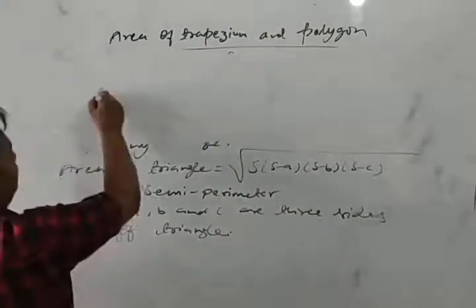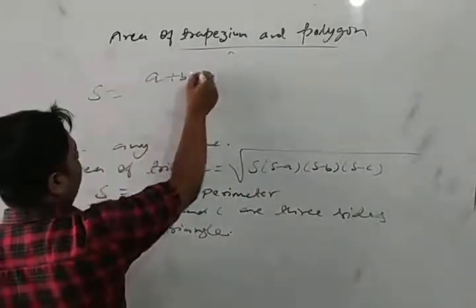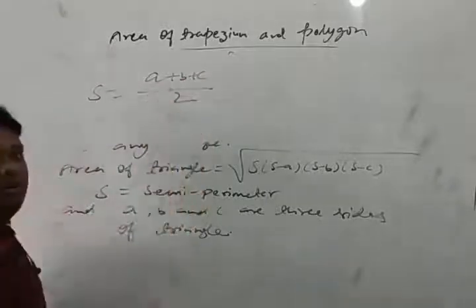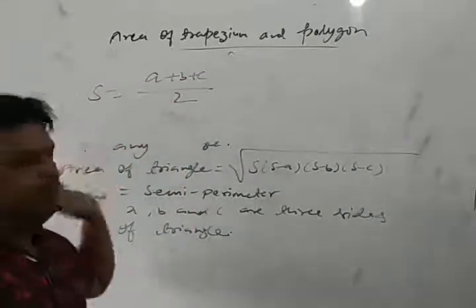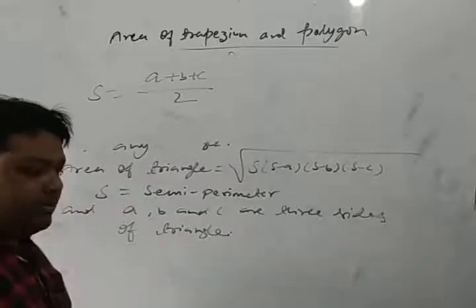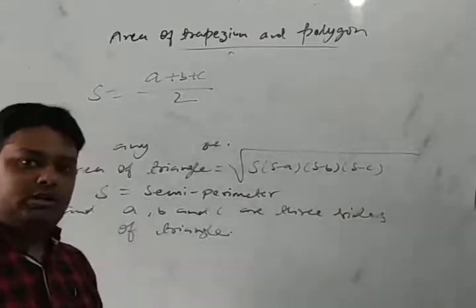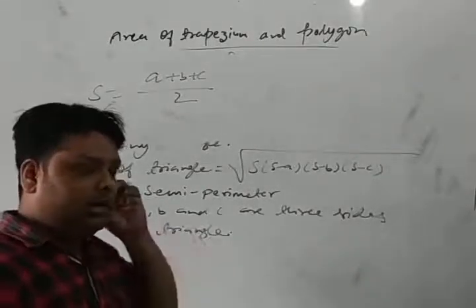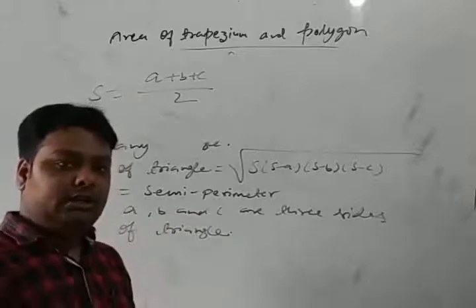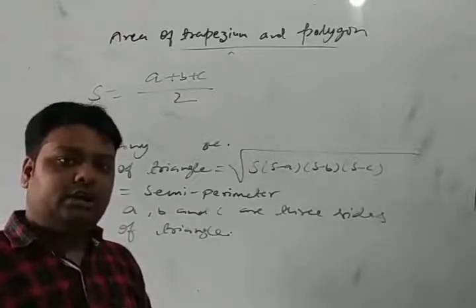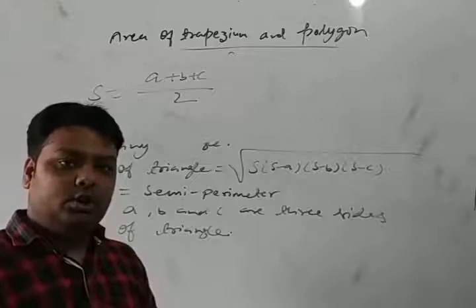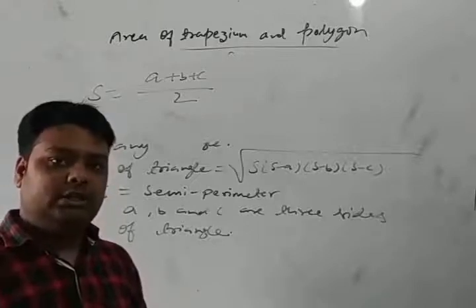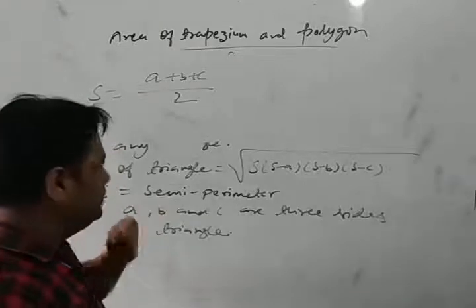So semi-perimeter will be (A + B + C) / 2. Half of the perimeter is called semi-perimeter. In this type of question, if only the three sides of a triangle are given, with no base, no height, no altitude, nothing else, then we will use this formula.